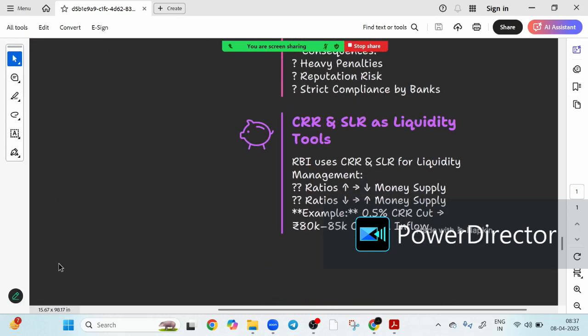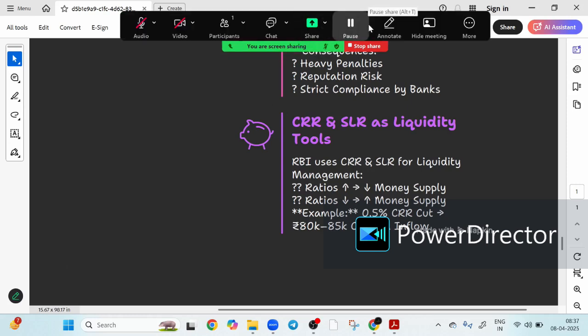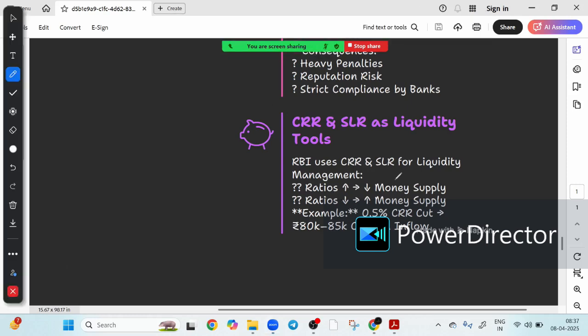Now one more thing I want to tell you, that at the core both CRR and SLR are monetary policy instruments. You know it very well that if you increase the CRR and SLR, what will happen? The liquidity will tighten up, right? And if you decrease CRR and SLR, what will happen? You will inject the liquidity. So use it smartly. They help tackle inflation, stabilize the rupee and maintain banking discipline. So the next time you hear RBI increasing CRR and SLR, you will know it is not just a number game, it is a strategic move to balance the economy.